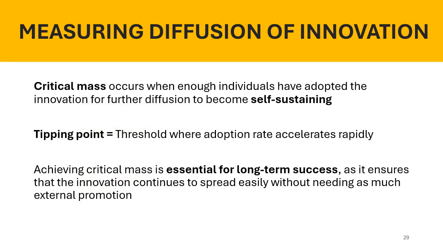That moment of acceleration where the adoption rate goes up is the tipping point. And critical mass occurs when enough individuals have adopted the innovation for further diffusion to become self-sustaining. So achieving critical mass is essential for long-term success. It makes sure that the innovation continues to spread easily without needing as much promotion.